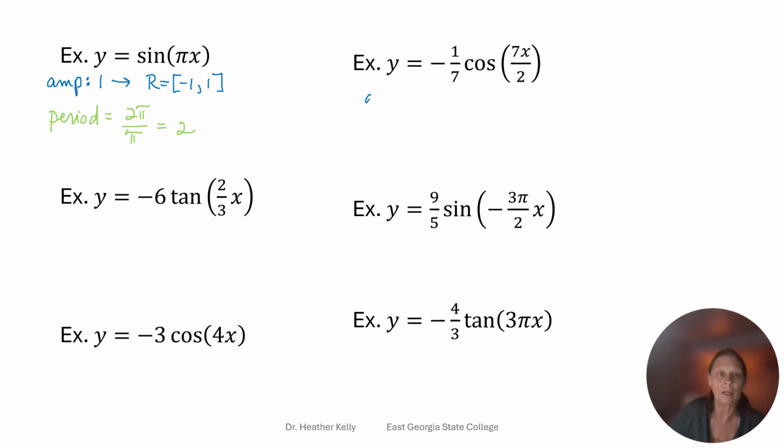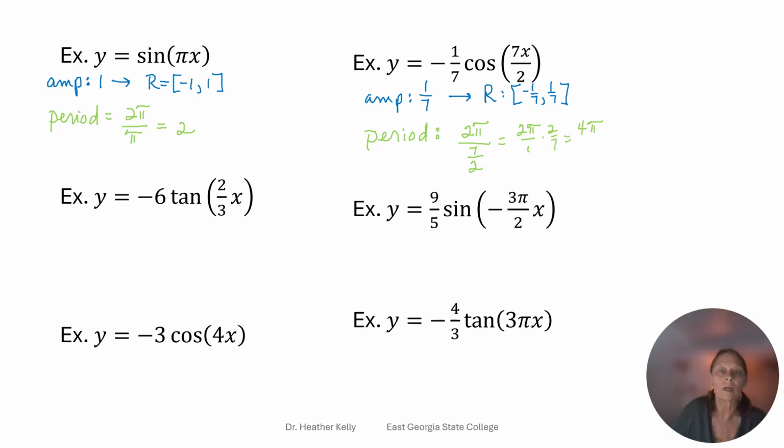Awesome. Here, our amplitude is 1/7. So that means that our range is going to go from -1/7 to 1/7. Boy, that's going to be a teeny tiny squish. Anyway, sorry about that. And the period here is cosine, so we use 2 pi over our omega, and our omega is 7/2. So when we do that work, we get 4 pi over 7.